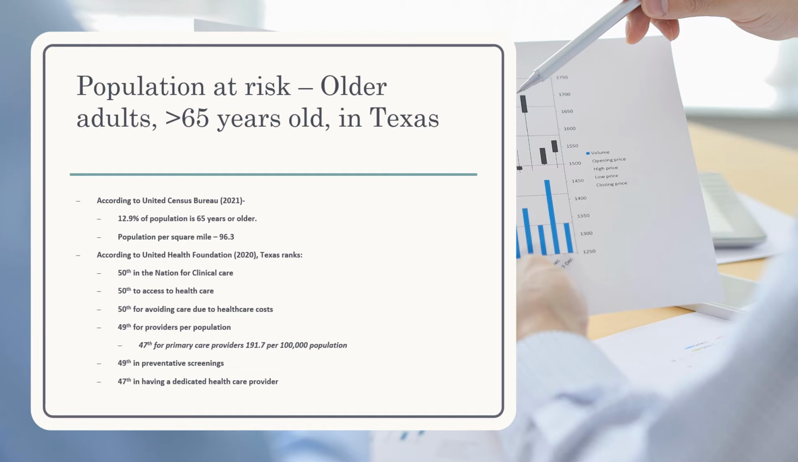Texas is also 47th in having a dedicated healthcare provider. 68.1% of the population in Texas has a dedicated healthcare provider. And in the 65-year and older population, they are 40th in dedicated healthcare providers for this age range. For this population in Texas, 91.7% of 65-year and older populations have a dedicated healthcare provider. In comparison, in the United States, 93.6% have a dedicated healthcare provider.